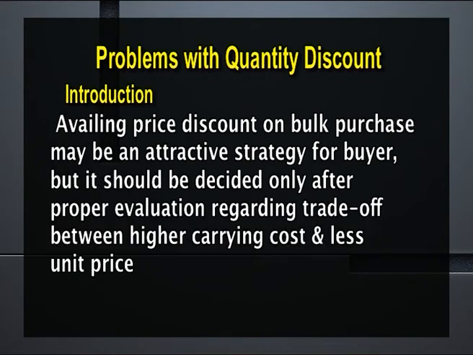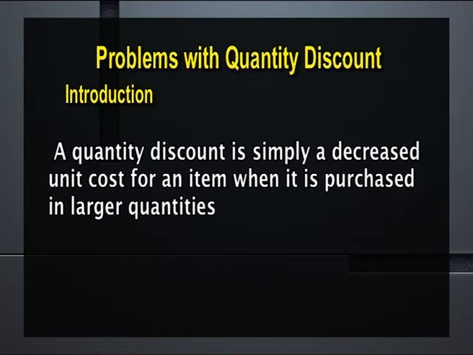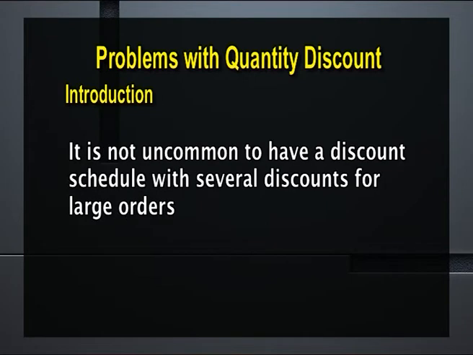Availing price discount on bulk purchase may be an attractive strategy for the buyer, but it should be decided only after proper evaluation regarding the trade-off between higher carrying cost and less unit price. To increase sales, many companies offer quantity discounts to their customers. A quantity discount is simply a decreased unit cost for an item when it is purchased in larger quantities. It is not uncommon to have a discount schedule with several discounts for large orders.